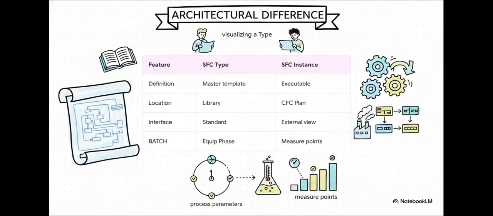By definition, your type is the master template, while the instance is the executable iteration. Location-wise, the type just hangs out in the library, but your instance lives in a specific CFC plan. Their interfaces are totally different too. The type has a dedicated standard interface, whereas the instance has an external view that's been expanded with highly specific process parameters. And lastly, if you're using Semantic Batch, the type represents an equipment phase, but the instance is what actually receives the measure points upon initiation in the CFC.